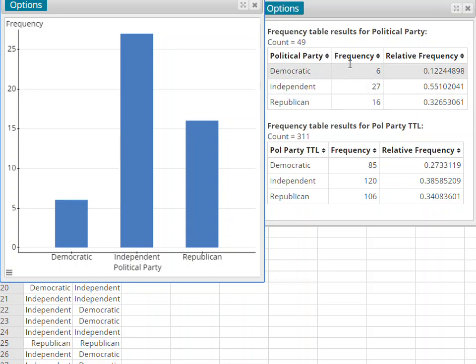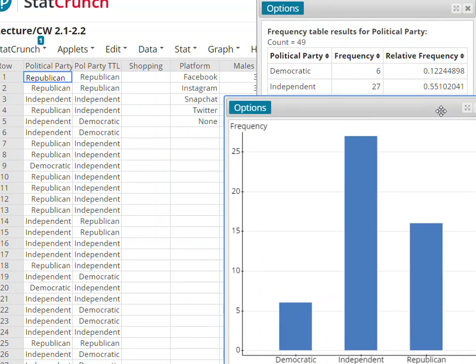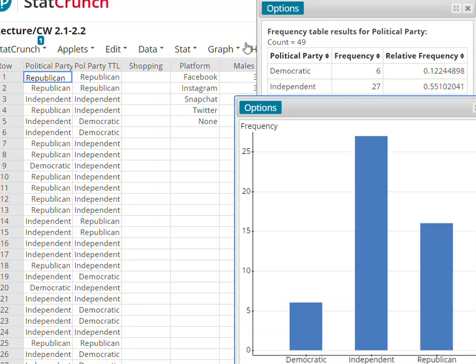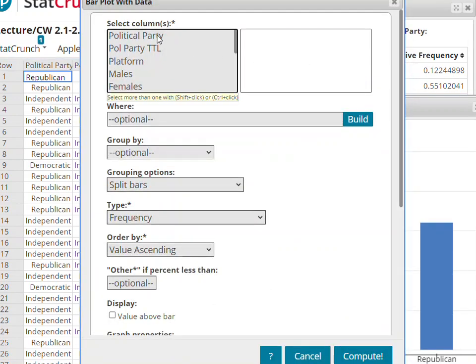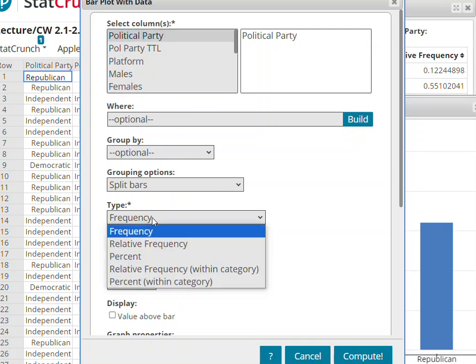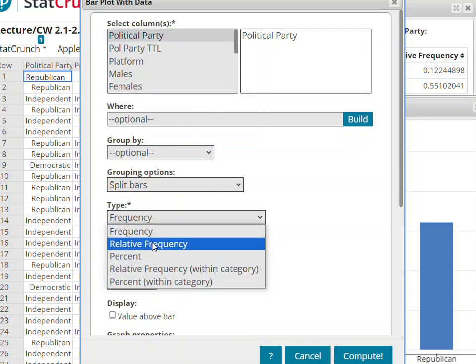Now we know that if we can represent information using a frequency in a table, I can also represent that data as a relative frequency in a table as well. We can do the same thing in a bar graph. So I'm going to move this graph off to the side over here. I'm going to go back into graph, bar plot with data, and repeat the process of creating a bar graph for political party, but this time I want to choose a relative frequency bar graph.